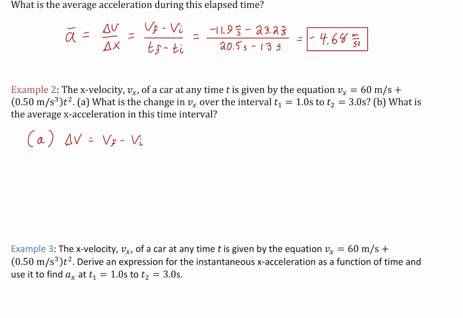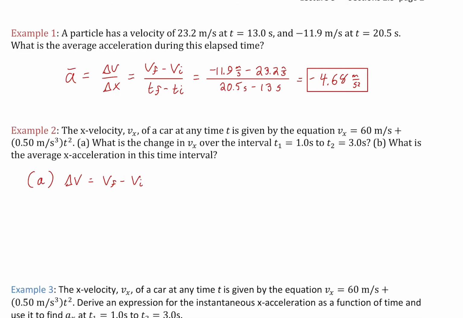Here we're told that the x velocity, vx, of a car at any time t is given by the equation vx equals 60 meters per second plus 0.5 meters per second cubed times t squared. In part A, we're asked what is the change in vx over the interval t1 to t2. t1 is defined as 1 second, t2 is 3. Something to note here: we're specifically defining the axis that it's on, whereas in the previous problem, it wasn't stated.